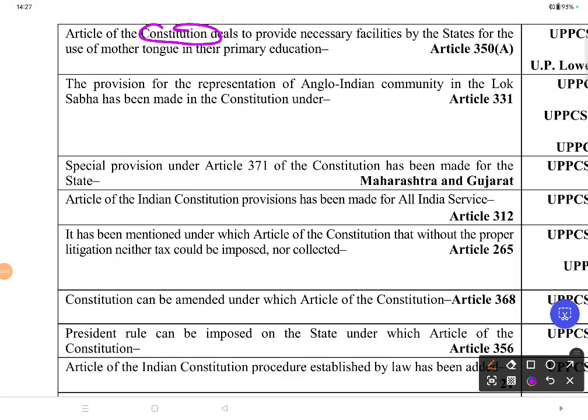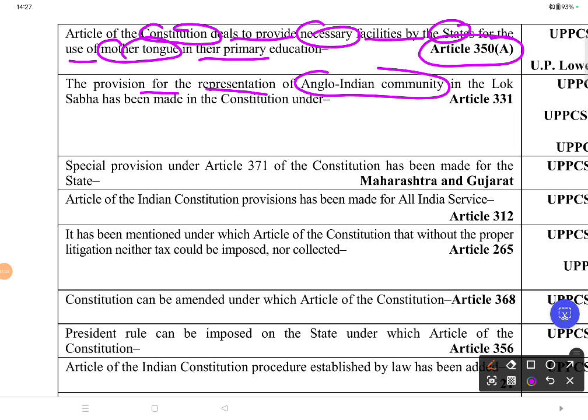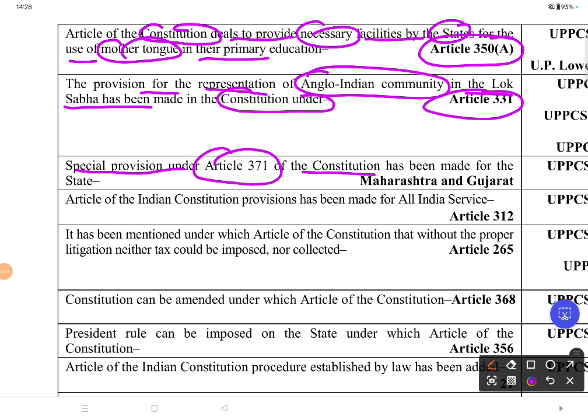Which article of the Constitution deals with providing necessary facilities by states for the use of mother tongue in primary education? That is Article 350A. The provision for representation of Anglo-Indian community in the Lok Sabha has been made in the Constitution under Article 331. A special provision under Article 371 of the Constitution has been made for the states Maharashtra and Gujarat. Under which article of the Indian Constitution are provisions made for all India services? That is Article 312.